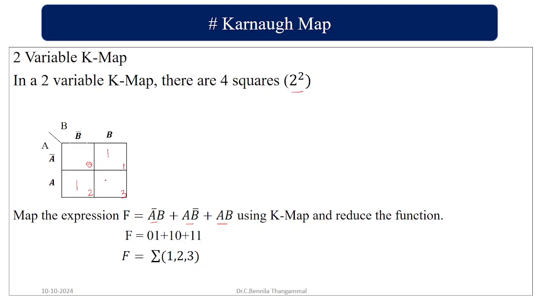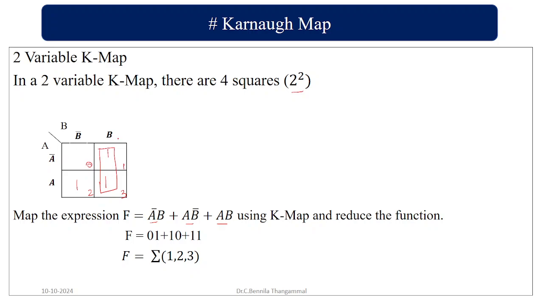Now we have to go for grouping. We know that we have 3 different groupings: octet, quad, and pair. Octet is not possible because the map has only 4 squares. Quad is also not possible because it has only 3 minterms. So I can go for a pair. How do we get this pair? I will go for this pair, where two adjacent values should be there. So how do we write the value?